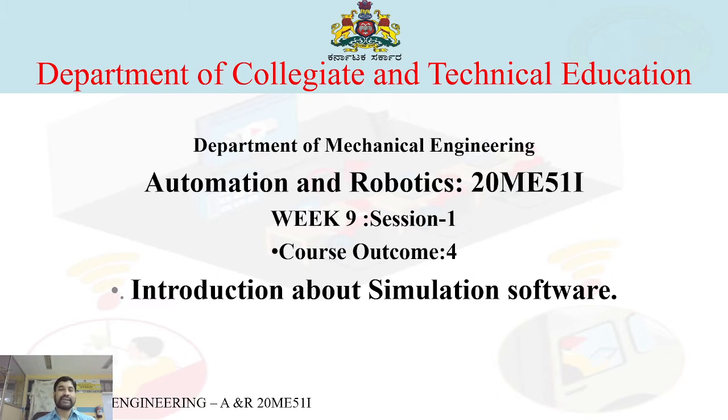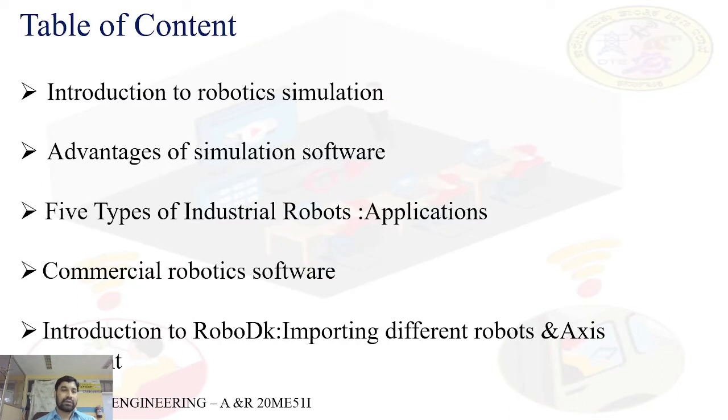So in today's session we are discussing more about an introduction to simulation software. So here is the table of contents now. Introduction to robotic simulation, advantages of simulation software, 5 types of industrial robots and their applications, commercial robotics software, introduction to the software called Robotics and importing different robots in this software, and the axis movement of the robot using this software.